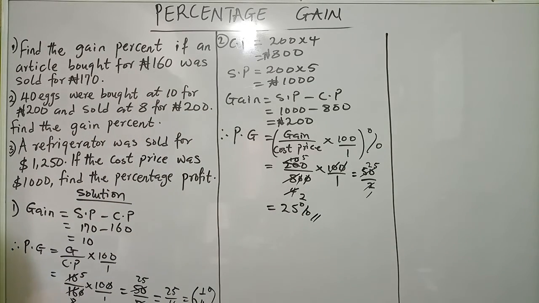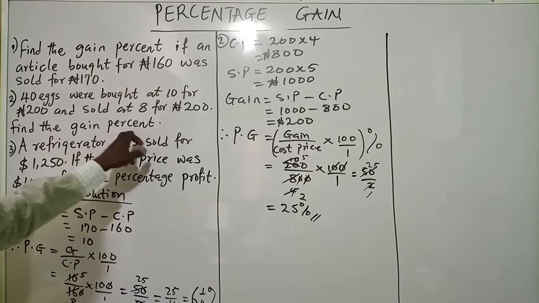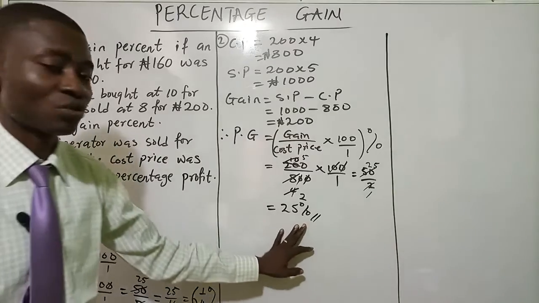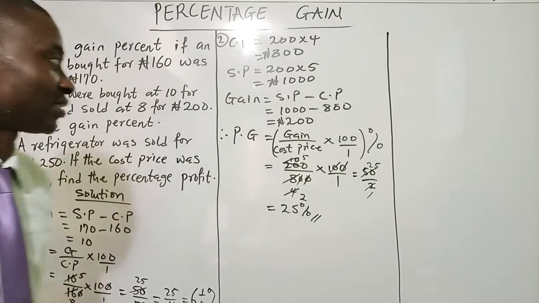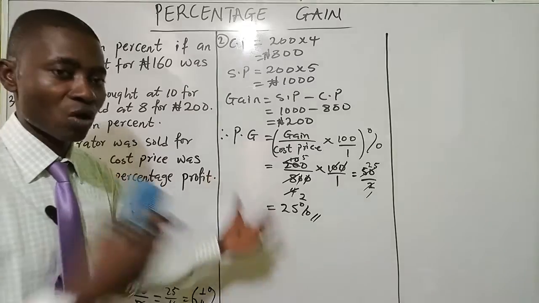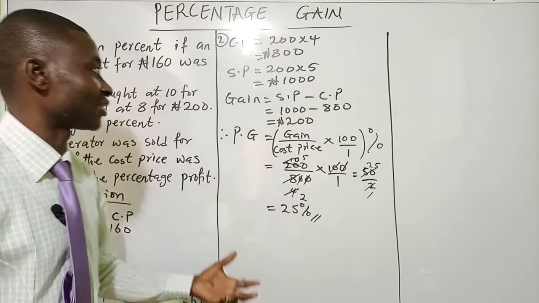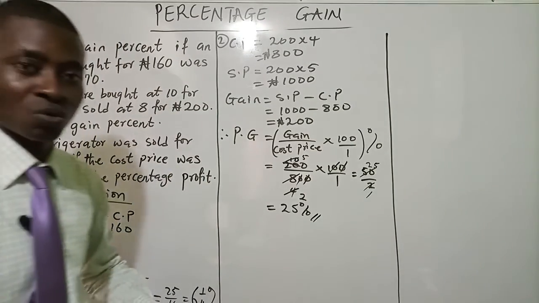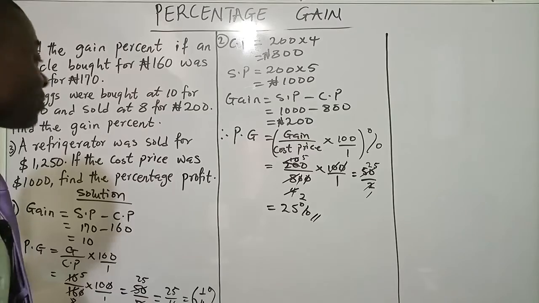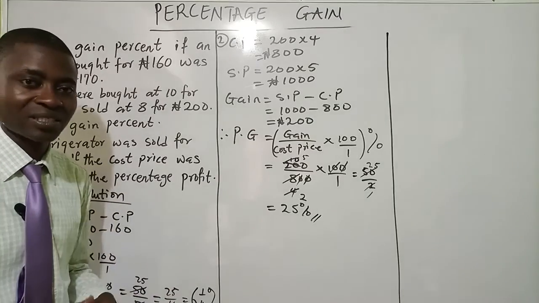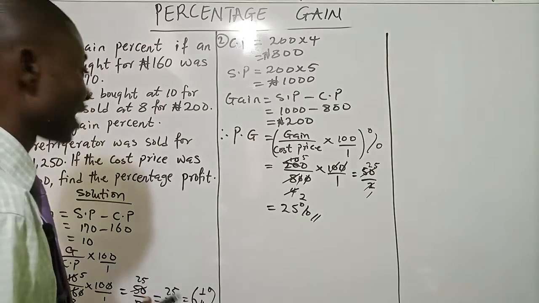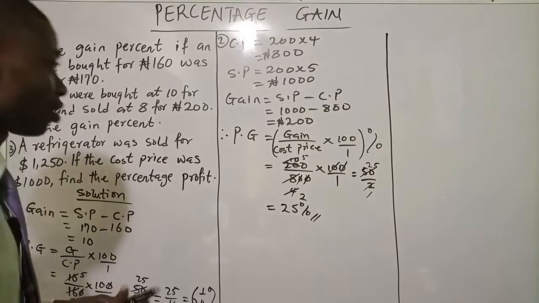So the gain percent or percentage gain is 25%. That is it. Not difficult at all. Please watch this video again and again and try to practice this question on your own. It's very important you do that. My practice is all about practice. Very, very simple. It's not difficult. As long as you agree to practice, you will understand.